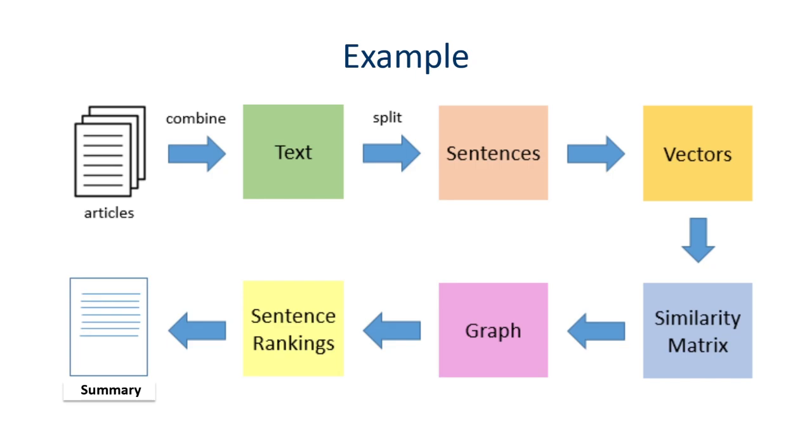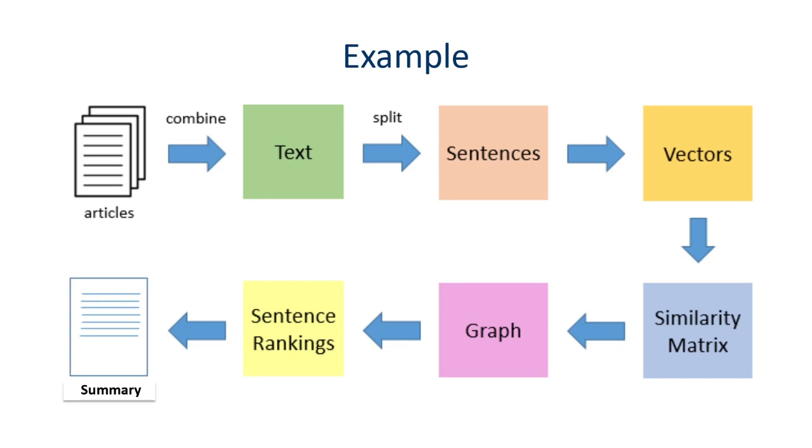Sentences that have strong links to many other important sentences receive higher scores. These rankings tell us which sentences best represent the overall content. Finally, based on those rankings, we select the top few sentences to create the summary, shown here at the bottom left. These sentences are chosen in order, maintaining the original meaning and flow, to produce a concise, human readable summary of the text.